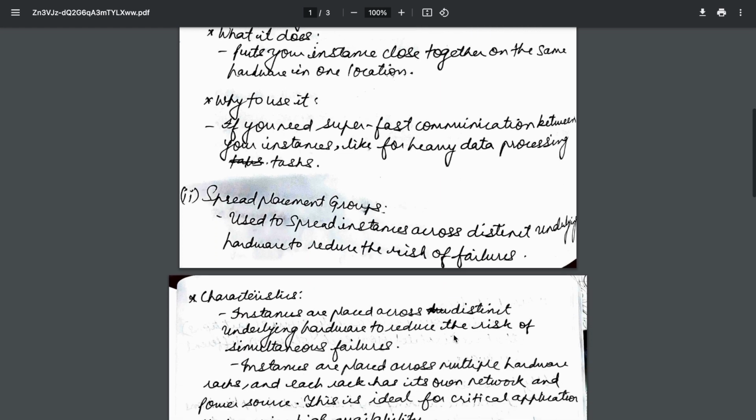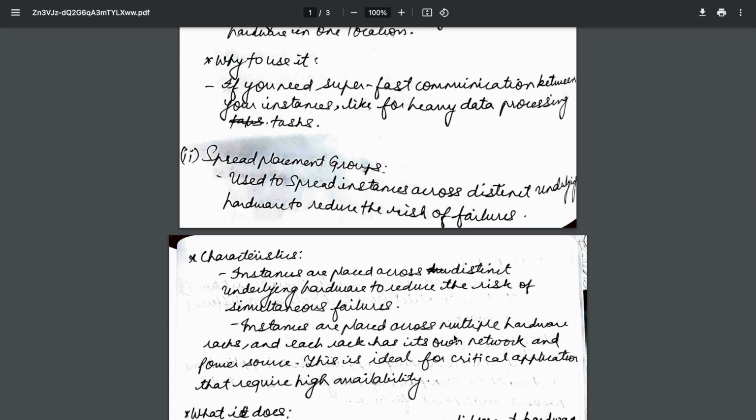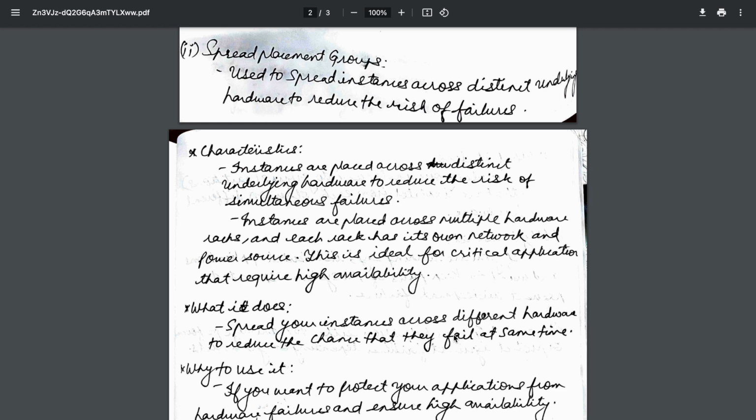Let's move forward with the second type of categorization in placement groups, that is spread placement groups. In the earlier one, all the instances were under one single location. Here we are spreading them. It is used to spread instances across distinct underlying hardware to reduce the risk of failure. Here the instances are placed across multiple hardware racks, and each rack has its own network and power source. This is ideal for critical applications which require high availability.